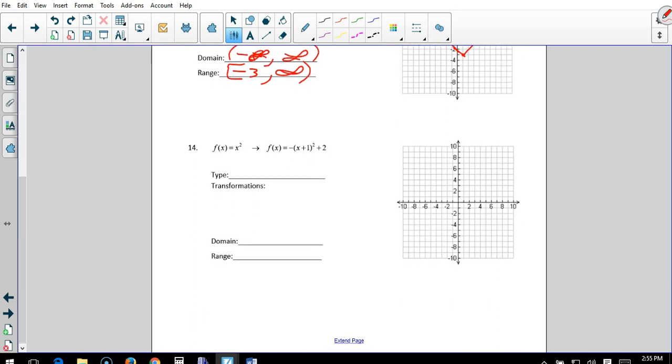Okay, x squared. You can use your calculator, or hopefully you know by now, 0, 0, 1, 1, and -1, 1, -2, 4, and +2, 4. You should be able to do this without calculator. 3, 9, and -3, 9. There are your points and your parent function of the parabola, x squared.